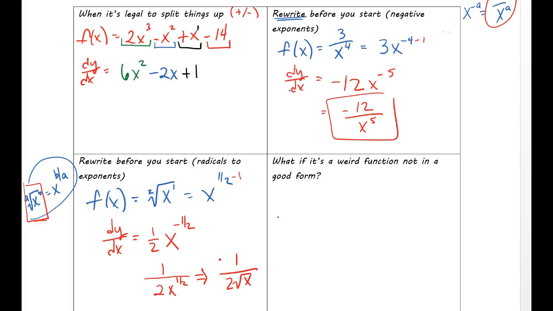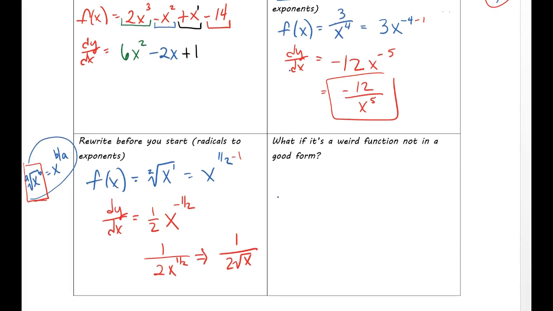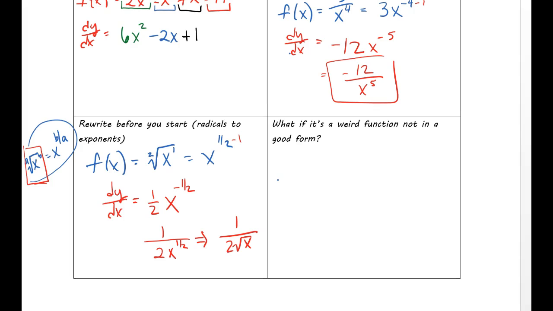Now the last thing we're going to do is this whole, well, what if it's a weird function not in a good form? And once again, the title of this is kind of lame, but that's what my brain thinks, is I see something and go, oh, that's weird, and I don't like the form, and so there you have it.